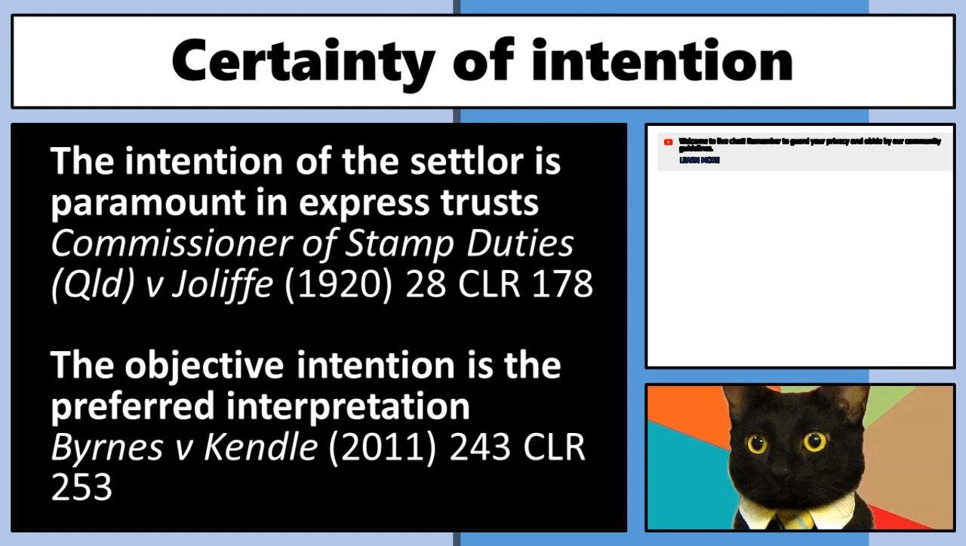Okay, so we'll start with express trusts and start with intention. We'll start with Joe Liffey, or Jolliffe's case. I mentioned this last week. This was where a gentleman created a trust, or at least he tried to argue that he didn't create a trust, by writing, when creating a bank account, that it was for his wife's name, comma, also held in trust by Mr. Joe Liffey as well.